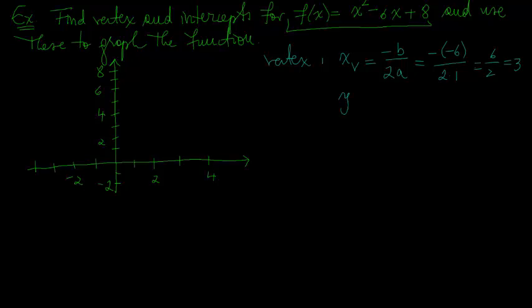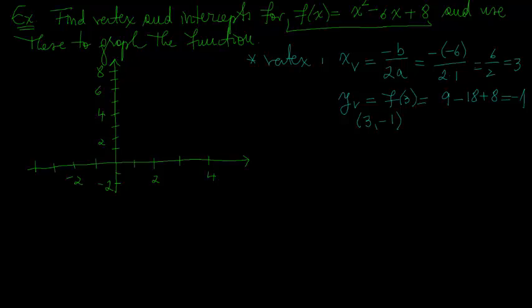So now let's compute the y-coordinate of the vertex. Let's plug 3 into my function, and I get 3 squared, so 9, minus 3 times 6 is 18, plus 8. So 9 plus 8 is 17, so we get negative 1 for my overall answer. So I get that the vertex is the point of coordinates 3 and negative 1.